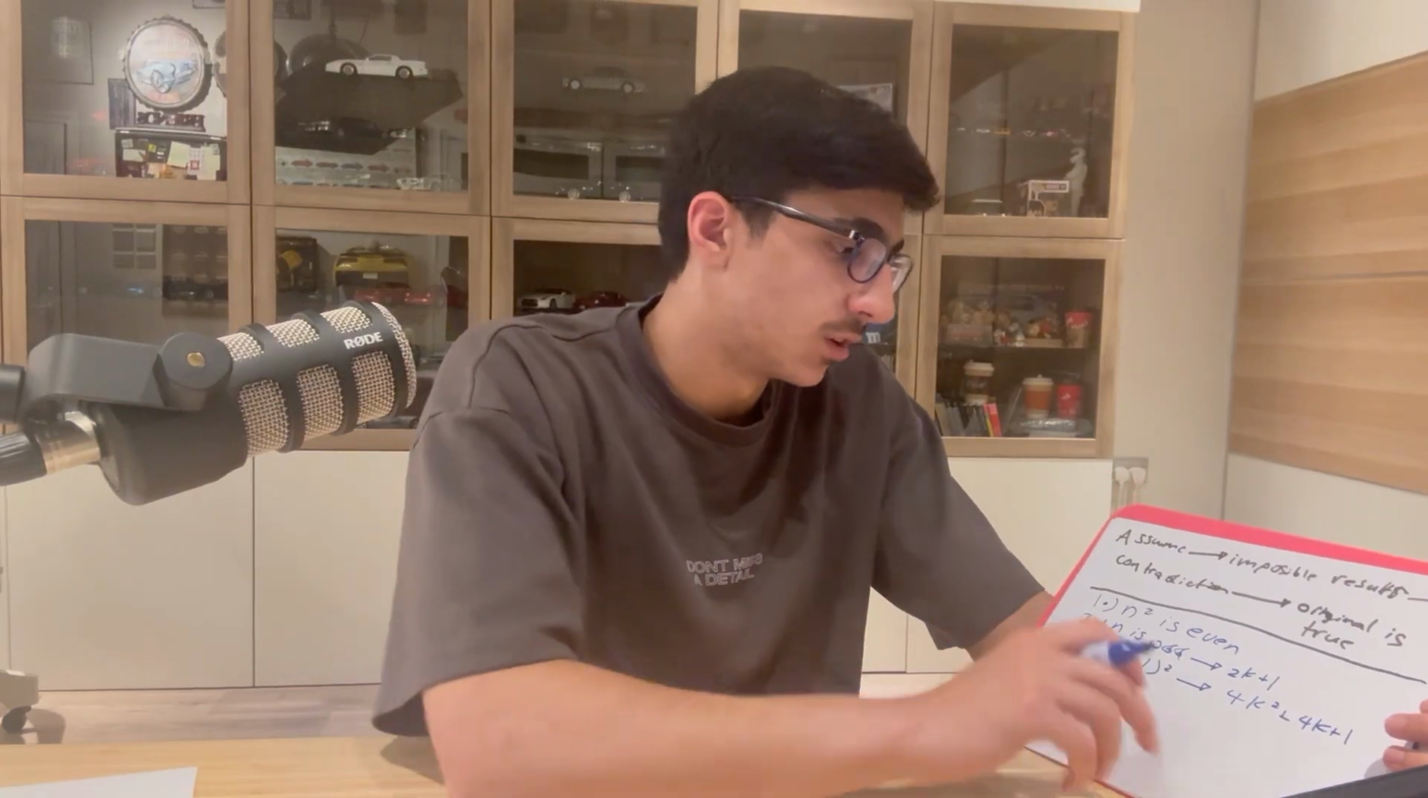Step 3. Now let's square the 2k plus 1. So it's going to be (2k plus 1) to the power of 2, which is going to equal 4k to the power of 2 plus 4k plus 1. So this is basically how we expanded it.